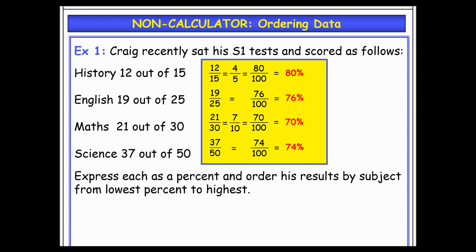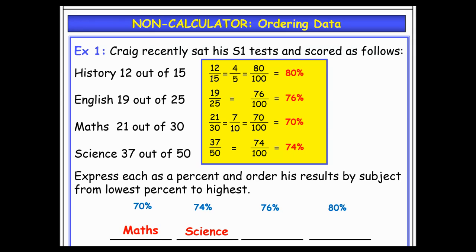So let's now think about what the question was. It said, order your results by subject from lowest percent to highest. So let's write down what our percents were. Our lowest is 70, and then we've got 74, and then we've got 76, and then we've got 80. So if I make a line down here, let's find the subject. Subject for 70 was maths, 74 was science, 76 was English, and 80 was history. So that is using the skills from way back at the start of this whole section and making it into context now.